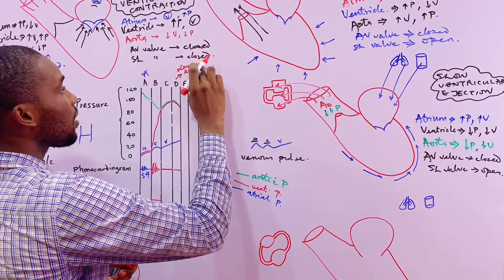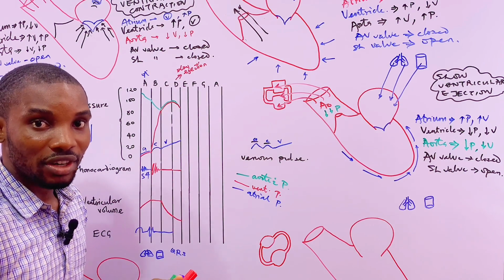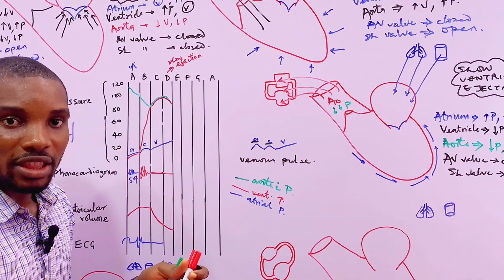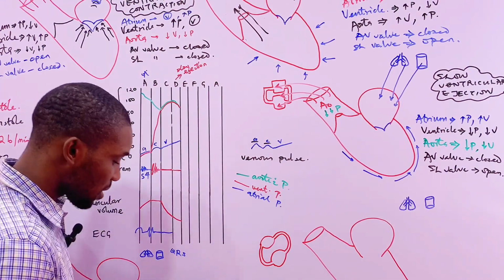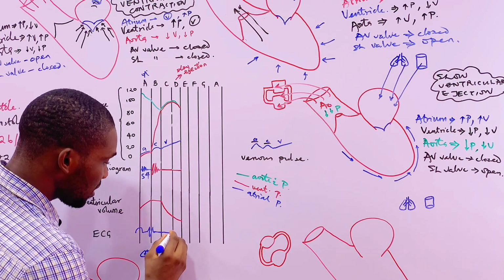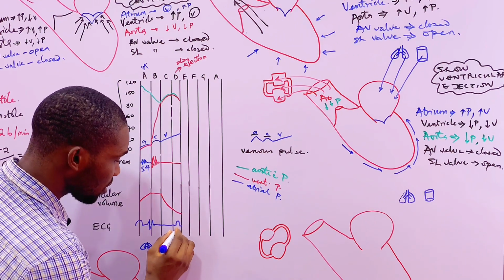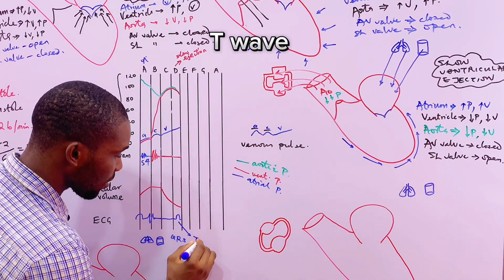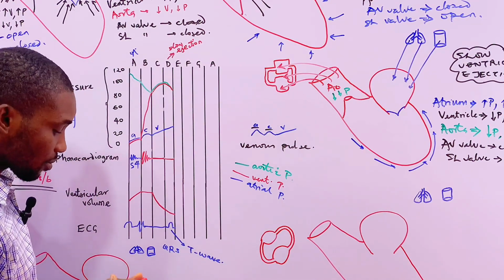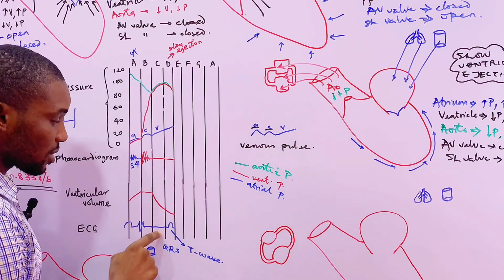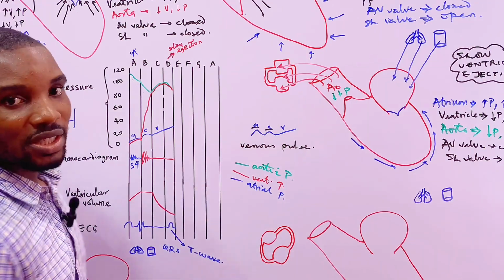In the slow ejection phase, the ventricle was not contracting. The ventricle was just receiving an electrical signal for relaxation. What's this called? This is called the T wave. We've seen the PQRS, then we've seen the T wave. So I think we're done with the graph. Let's go back to the next phase.